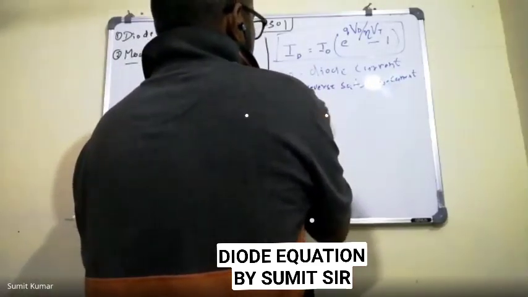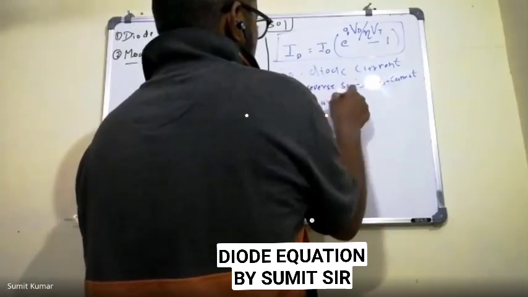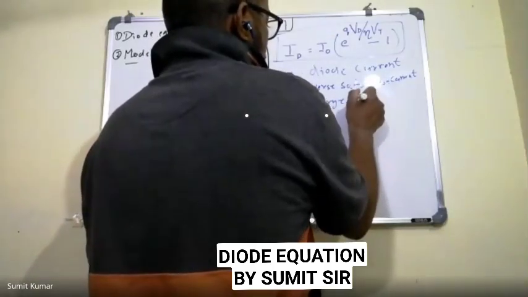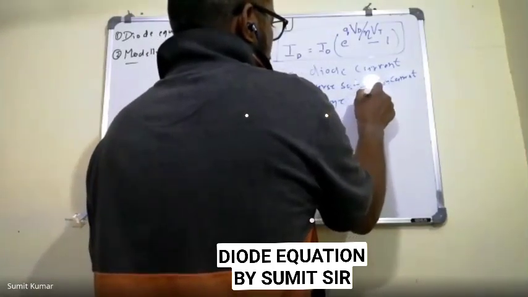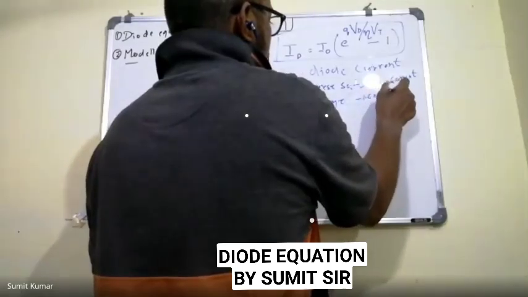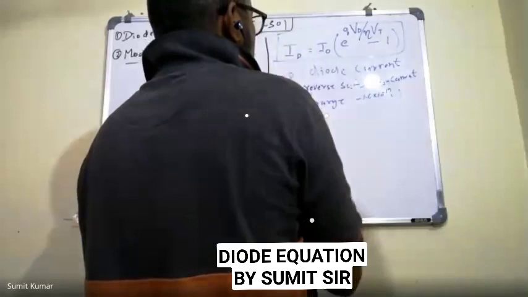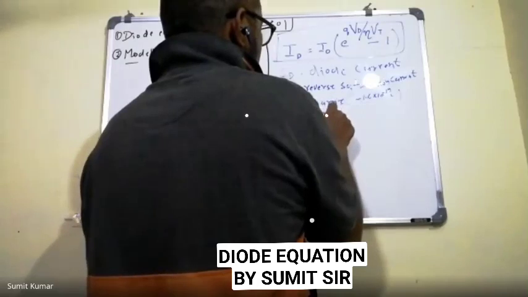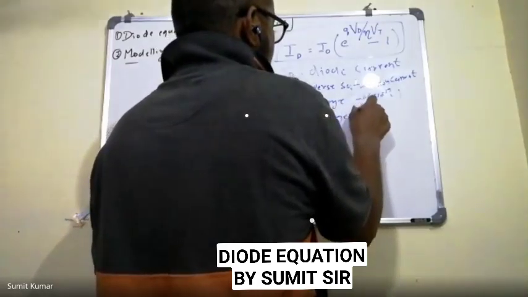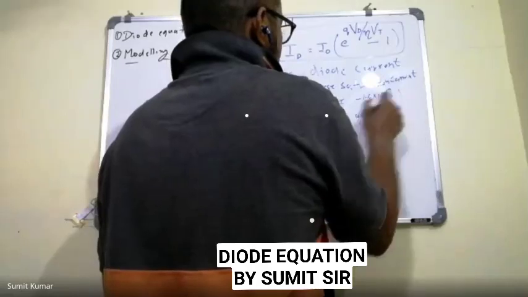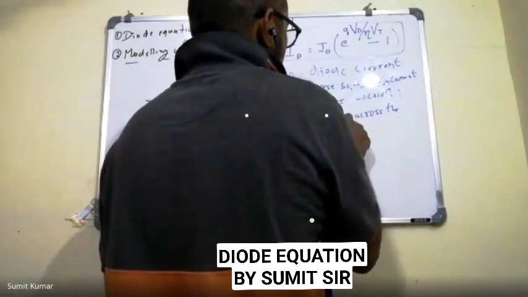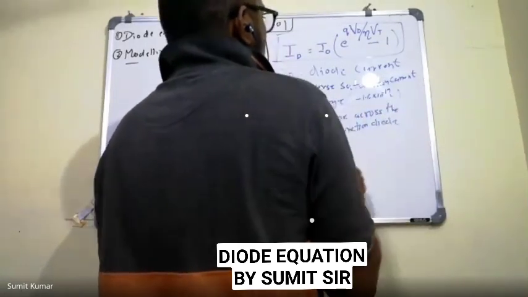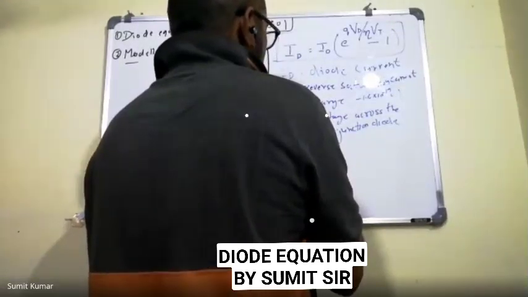And this q is the charge on the mobile carrier, basically the electron. We know that for electron or hole, the charge magnitude is the same. The charge is 1.6 times 10 raised to the power minus 19 coulomb. And Vd is the voltage across the diode, the voltage across the PN junction diode. And this Vt is the thermal voltage.